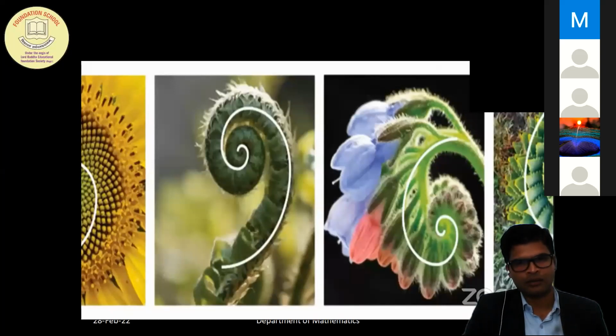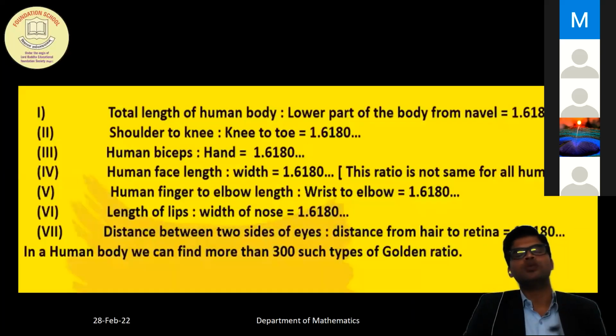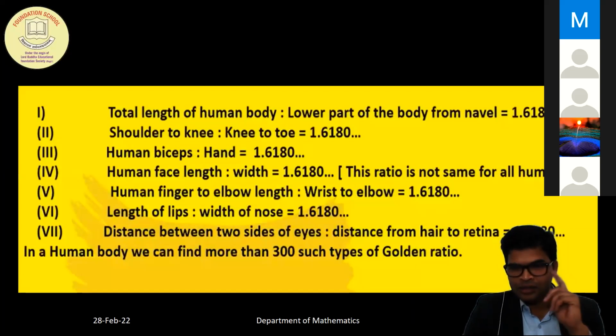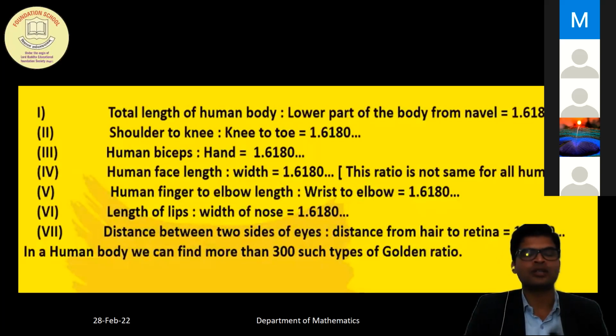Maybe we didn't observe that, but the golden ratio is universal. In the human structure, the total length of the human body to the lower part of the body is the ratio of 1.618. From shoulder to knee, the ratio is 1.618. Human biceps, face length, finger to elbow length, wrist to elbow, length of limbs, distance between the two sides of the eyes. Even the eyes are in the form of the golden ratio. That's why it is called the golden ratio.